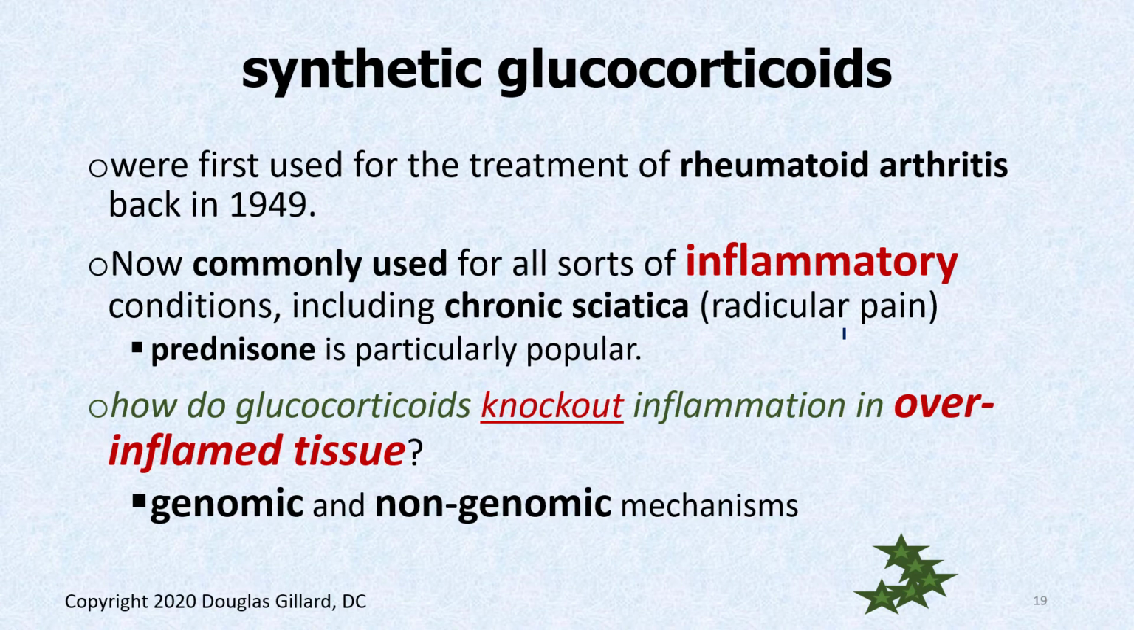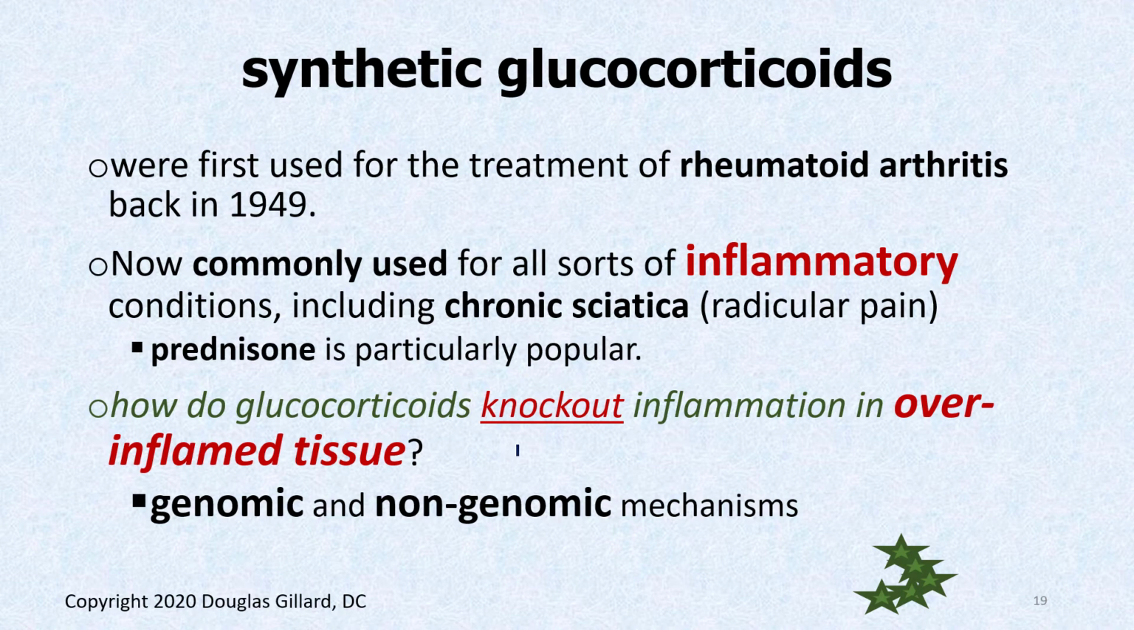These synthetic glucocorticoids have been used for a long time. Back in 1949 was the first report of their not successful, but helpful treatment of rheumatoid arthritis. I mean, you can't fix rheumatoid arthritis, just prevent the inflammatory damage. But now these synthetic glucocorticoids are used for all sorts of inflammatory conditions, including sciatica. And prednisone is also a very popular one. We've talked quite a bit about it.